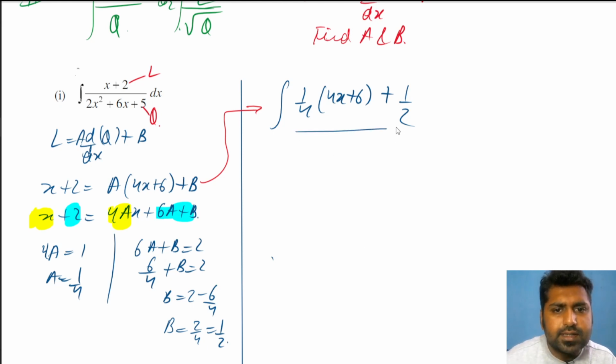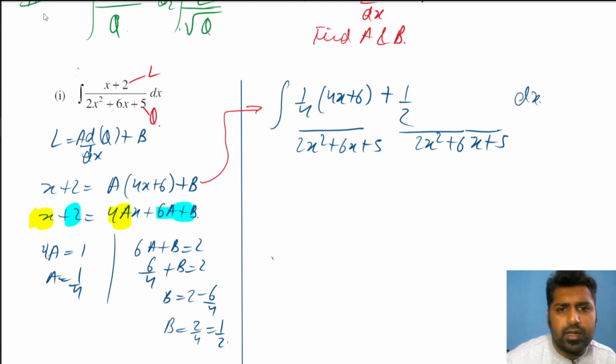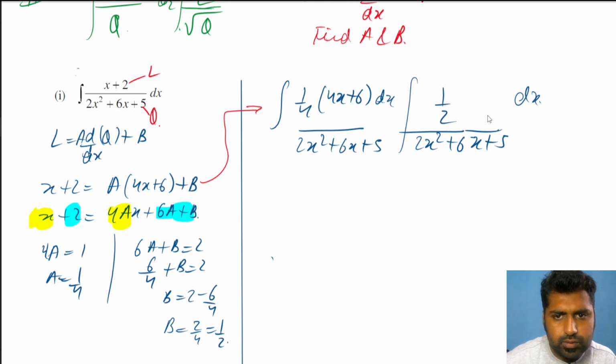Okay, and the denominator is still the quadratic part, so we'll split this into two parts. The quadratic is 2x square plus 6x plus 5, and split it here also, 2x square plus 6x plus 5. In fact, better you break this into separate integrations, not just like this. Integration of 4x plus 6 dx with that, plus integration of 1 by 2 dx with it. Now you have two integrations.